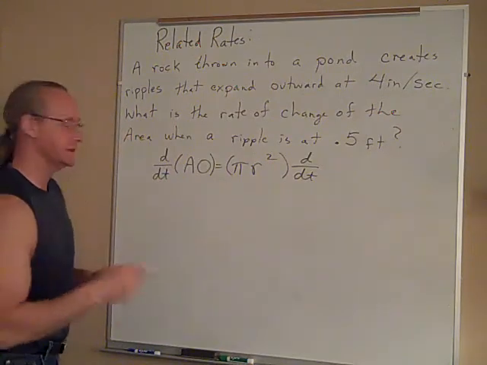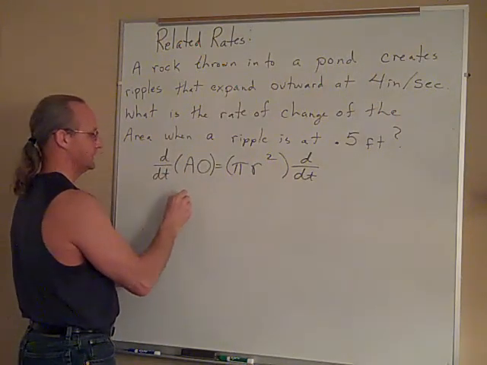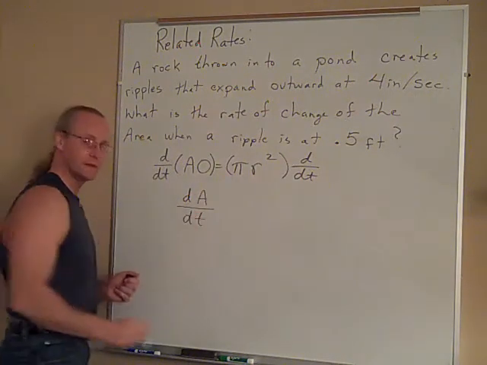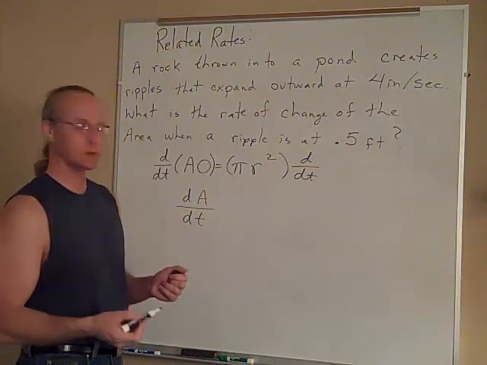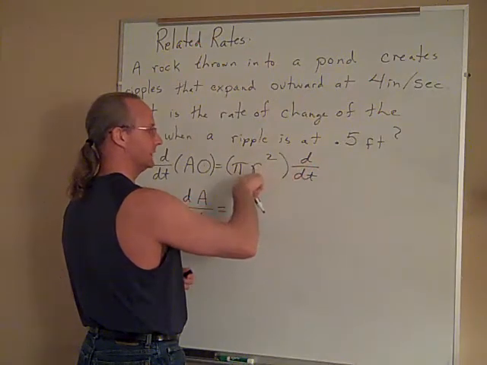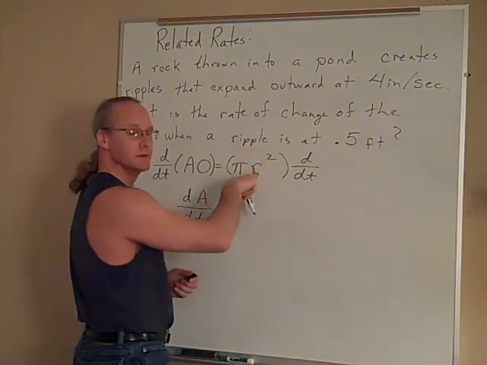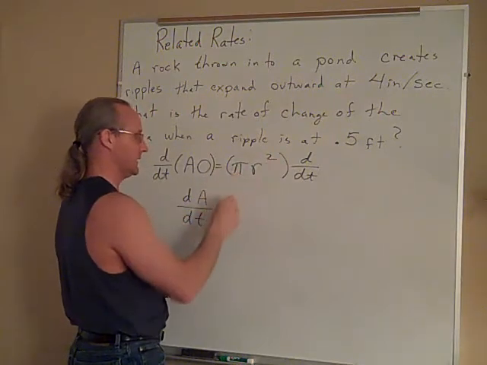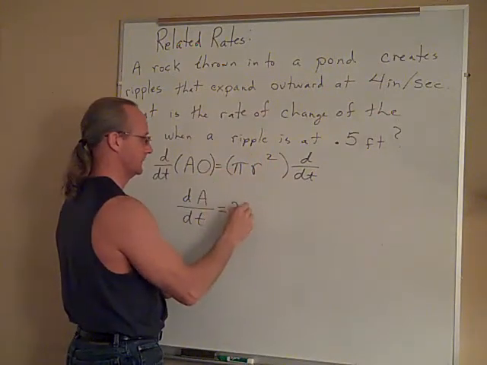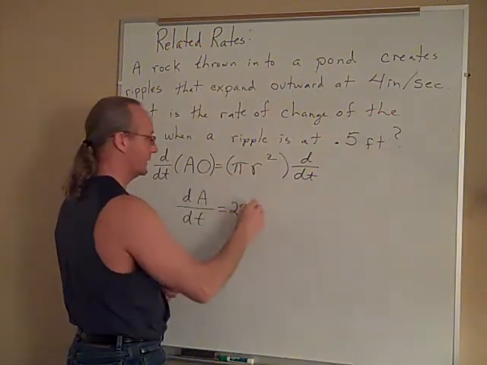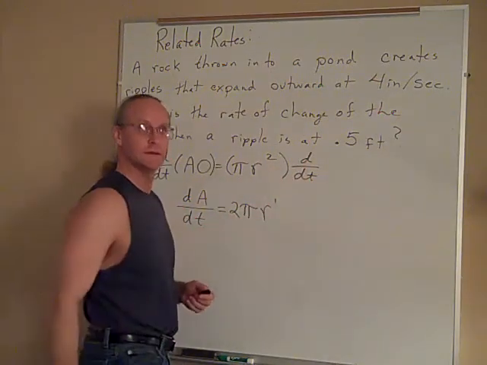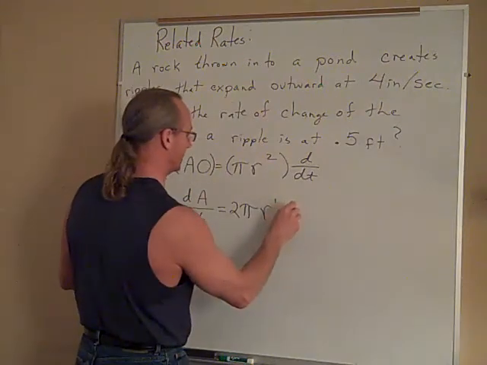What's going to happen now is that I'm going to have on this side the change in area over time. Now remember that this is the instantaneous change because this is a derivative. Over here, I'm going to take the derivative of the radius with respect to time. So I'm going to multiply the 2 times pi. That's the exponent times the coefficient. I'm going to reduce the exponent by 1. That's the radius to the first power if you like. And I also have to take the derivative of the radius with respect to time, dr/dt.